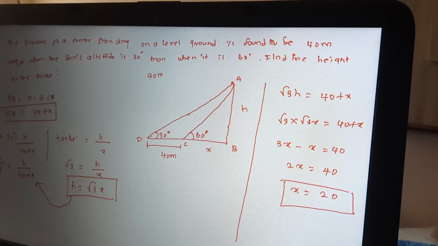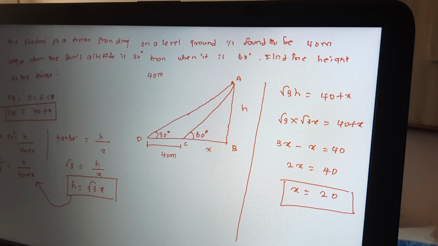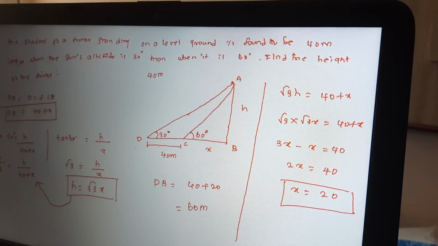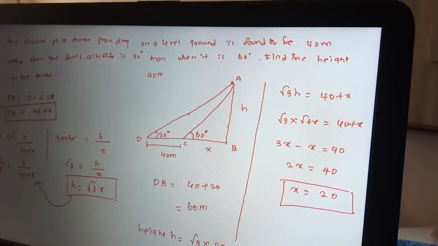That means the distance between the observer and the tower is 40 meters plus 20 meters, which is equal to 60 meter. And how to find the height? Height of the tower h is equal to root 3 into x. The x value is 20, so it is 20 root 3 meter. This is your height h.